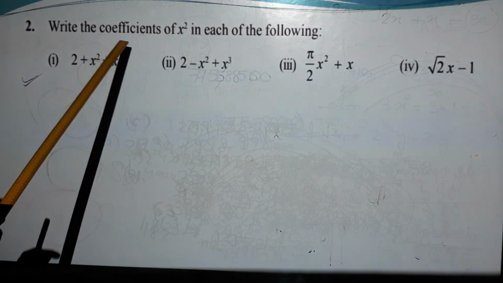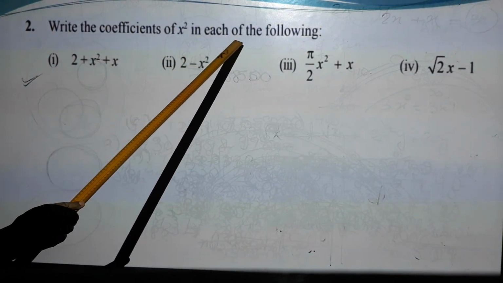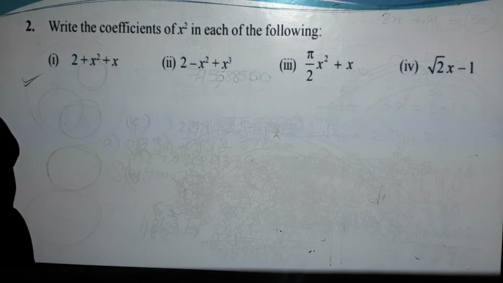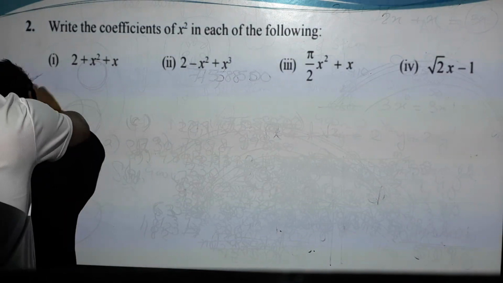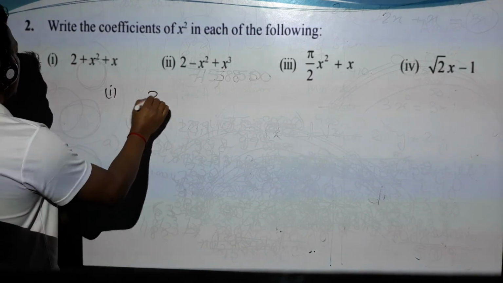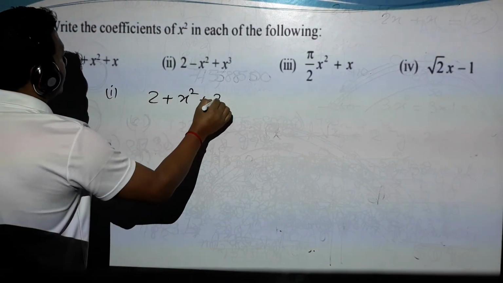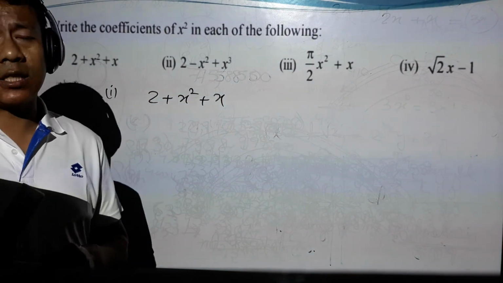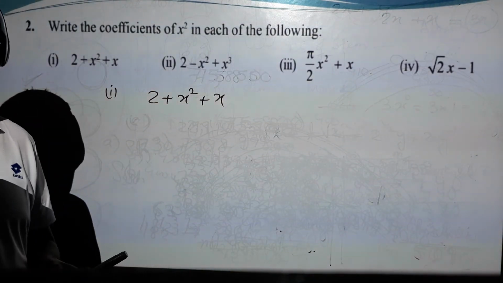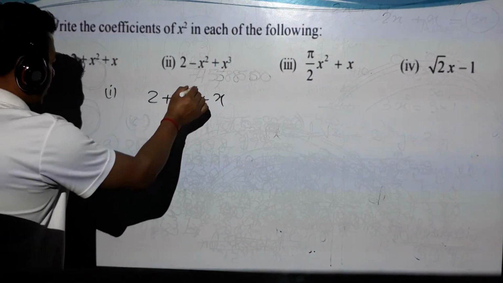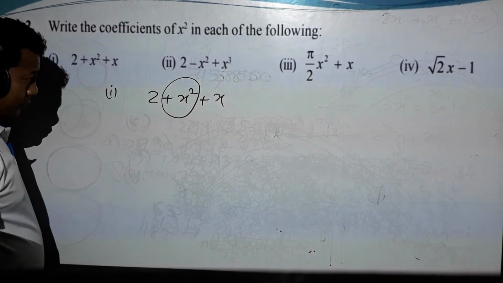Write the coefficient of x squared in each of the following. So when we say coefficient, we have done this in class 6, 7, 8 or so. Let's see, I'll take the first one: 2 plus x squared plus x. Our aim is to find the coefficient of x squared. So you have to see the term containing x squared only. The term containing x squared is this.